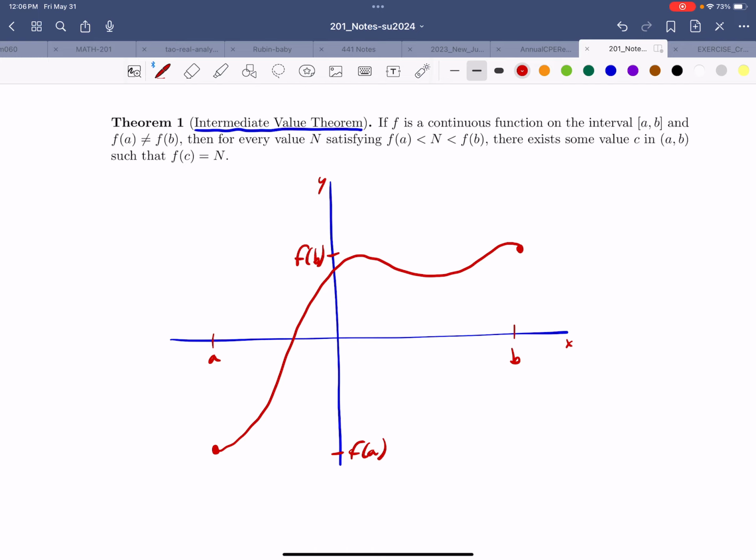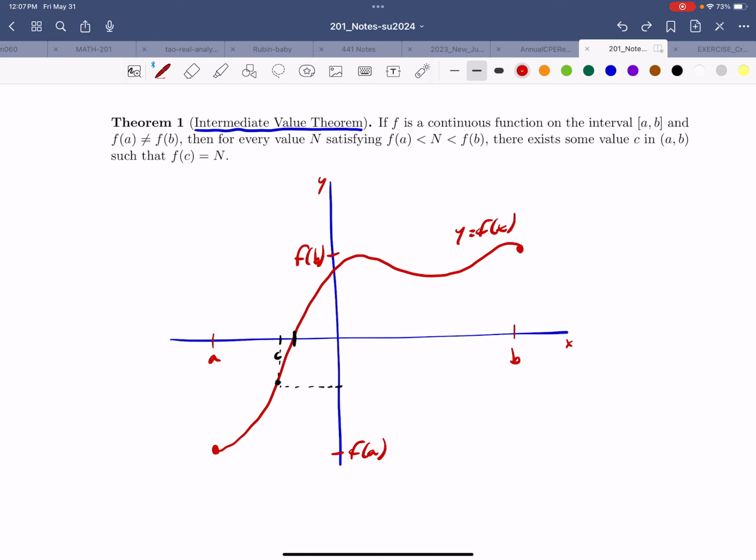What that means is that f passes through every possible y value. Every single y value you could think of, maybe like this guy, for example. There's some x value c such that f of c equals that y value. In particular, it's used often to show that it crosses through the x-axis at some point. So again, the exact statement is written right here, and you should read it. You can pause the video if you want. But that's effectively what the statement means.